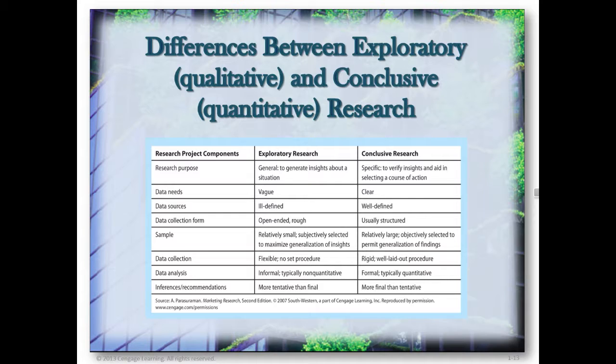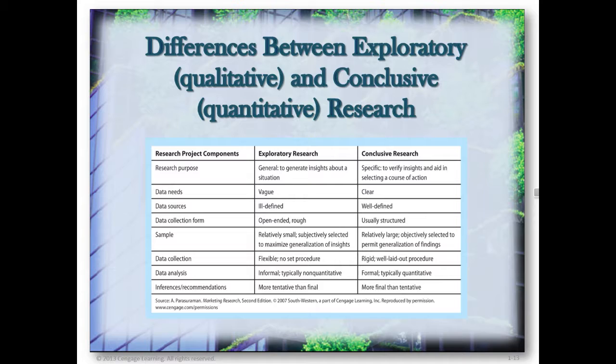The data needs for exploratory research are pretty vague because there's a lot of open-ended questions. Researchers want to know how you feel, what you think. In conclusive research, the data needs are very clear. The data sources for exploratory research are ill-defined because you're just trying to figure out what's going on. Conclusive research, they're very well-defined. Data collection in exploratory research is, as I mentioned before, very open-ended, very rough. You're just getting a sense of what's going on. And in conclusive research, it's usually very structured.